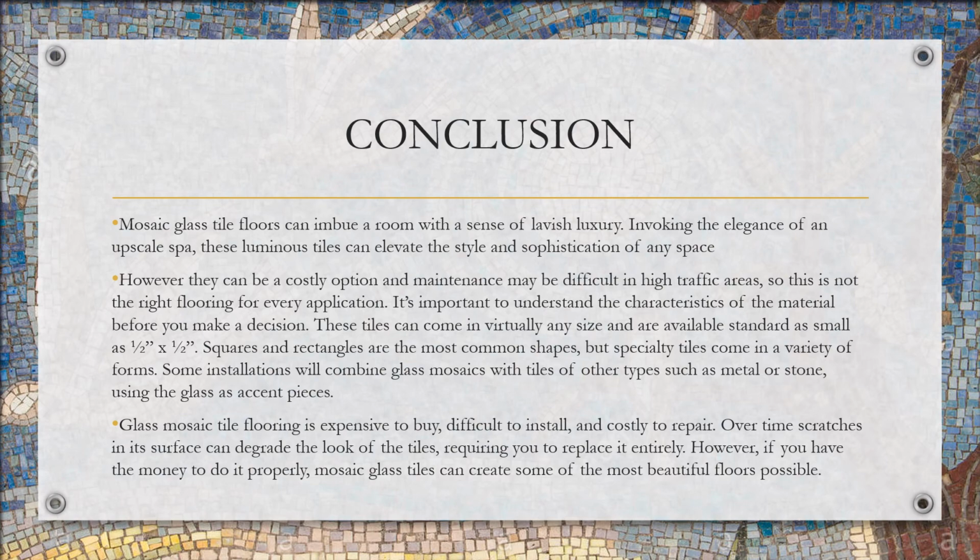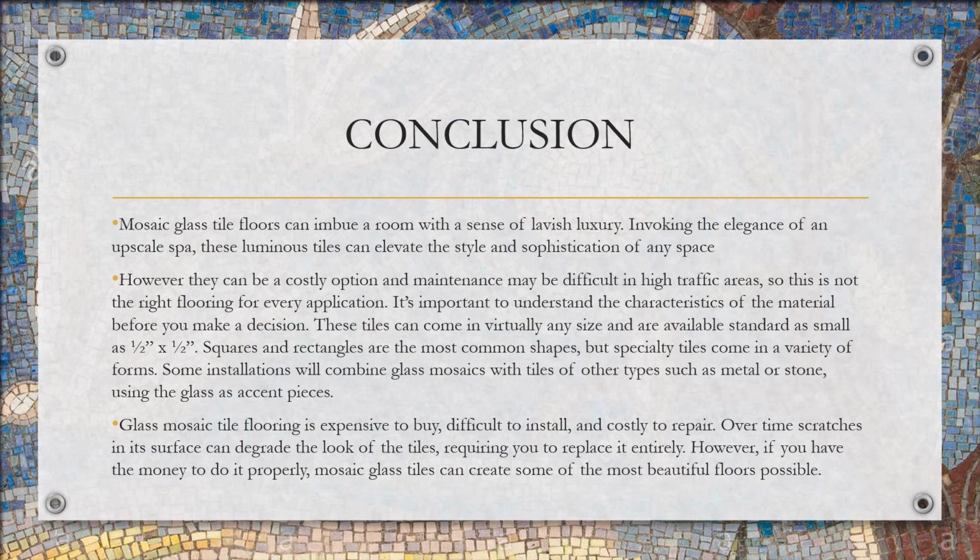These tiles can come in virtually any size and are available as standard as small as half-inch by half-inch. Squares and rectangles are the most common shapes, but specialty tiles come in a variety of forms. Some installations will combine glass mosaic with tiles of other types such as metal or stone, using the glass as accent pieces.